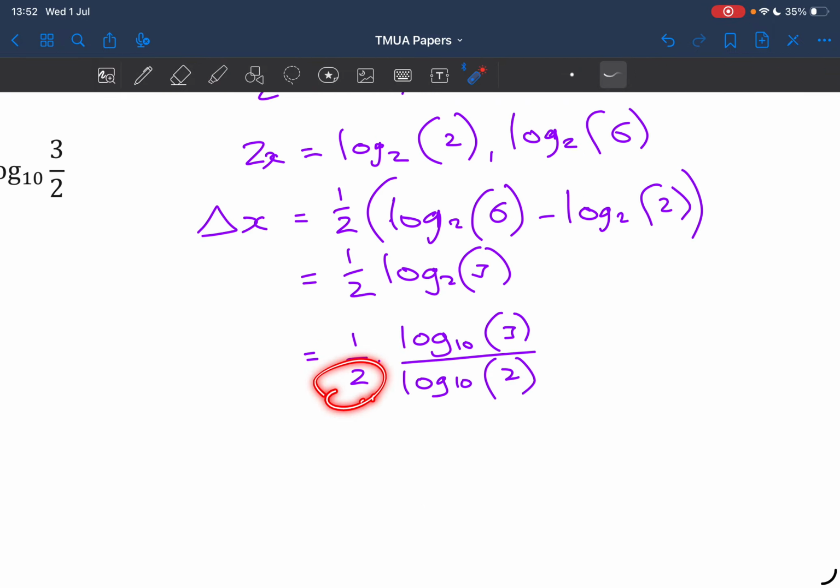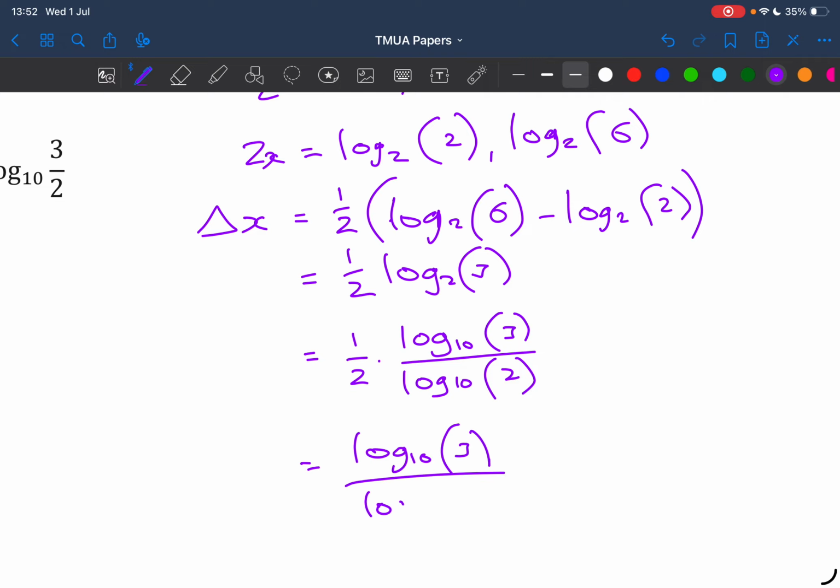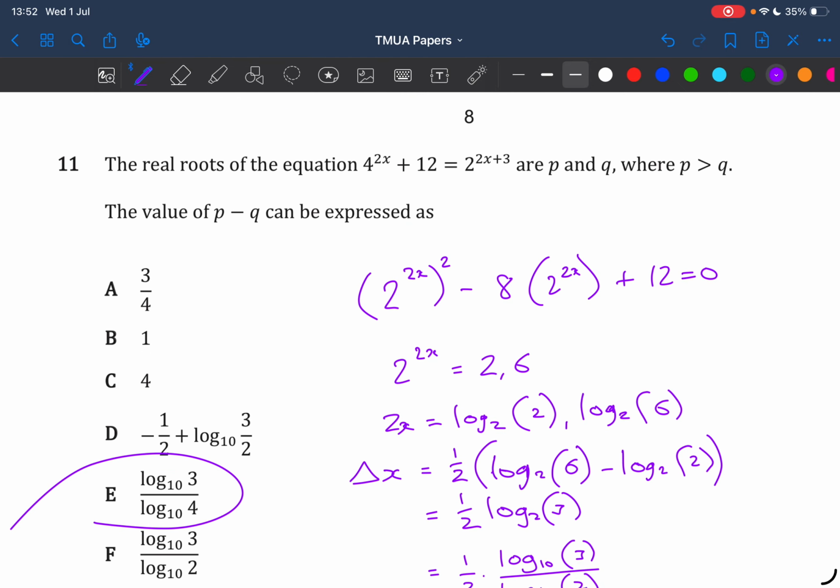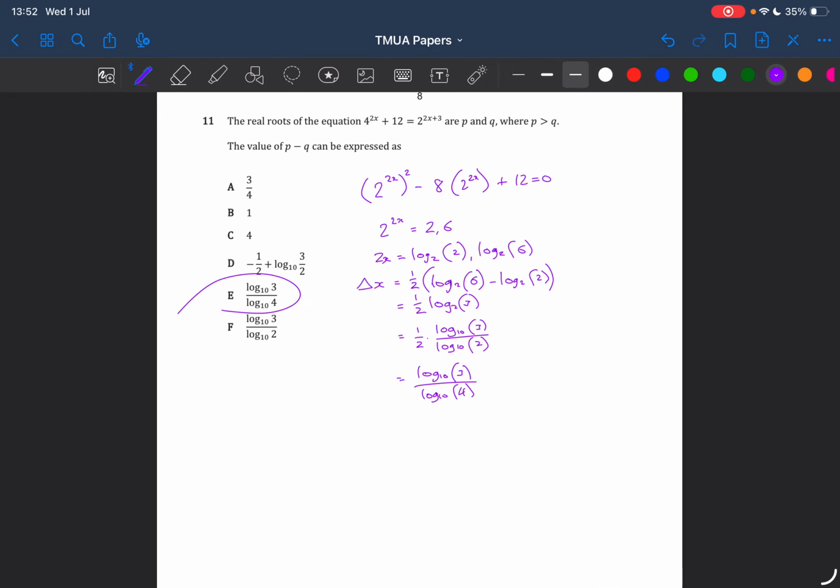And what we can do then, the 2 on the bottom mixes in there to make a 4. So it should be log base 10 of 3 over log base 10 of 4, which is e. Is that the right answer? 11, e. Lovely jubbly. Looks good.